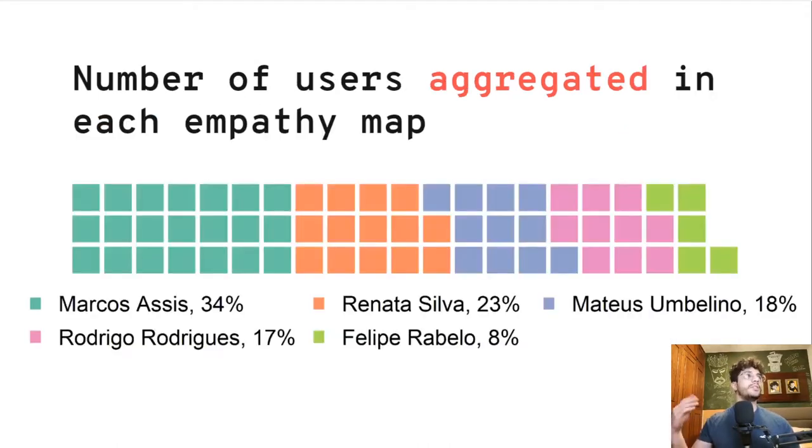Going on, the number of users aggregated in each empathy map. For Marcos, he has 21 users, which is 34% of the total users. Renata has 14 users, which is 23%. Mateus Umbelino has 11 users, which is 18%. Rodrigo has 10 users, which is 17%. And Felipe has 5 users, which corresponds to 8%. Not many people identify with Felipe.